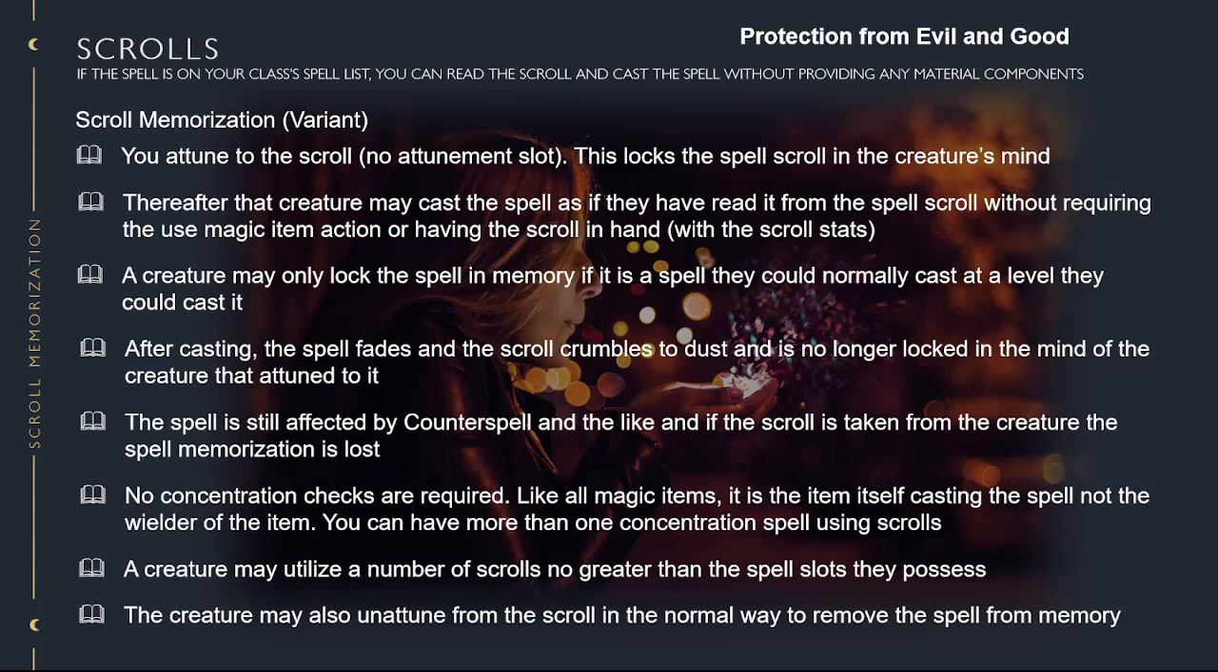So that's really it. I feel like this is some pretty good homebrew tech. What do you guys think? Let me know in the comments. I definitely want to hear from you.